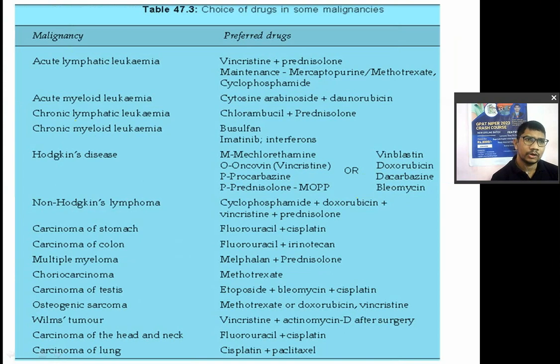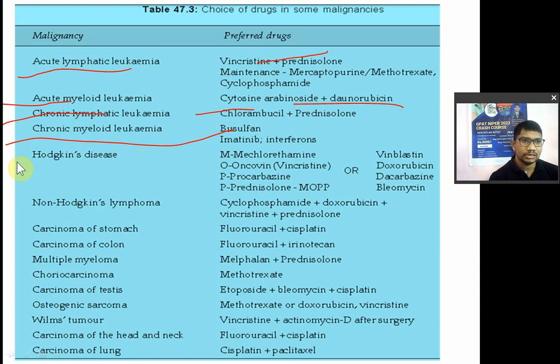Acute lymphoid leukemia में कौन से drug of choice है? First is vincristine, prednisolone, and maintenance drug is mercaptopurine, methotrexate or cyclophosphamide. Acute myeloid leukemia में cytarabine, that is cytosine arabinoside, and doxorubicin, ये drug of choice है. Chronic lymphatic leukemia में chlorambucil and prednisolone. Chronic myeloid leukemia में busulfan, imatinib.